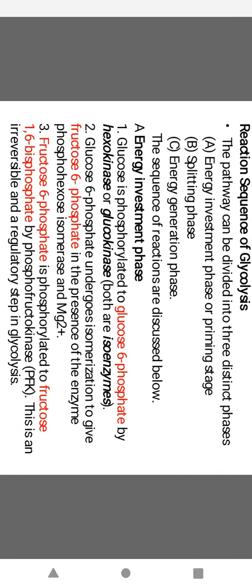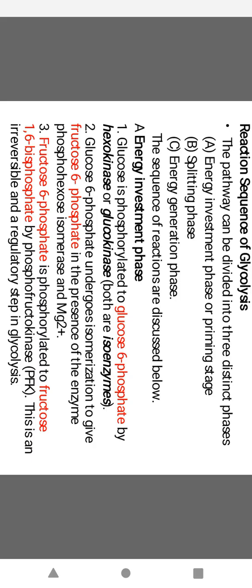Next, we see the reaction steps of glycolysis. A total of 10 steps are present in this pathway, divided into three phases. First one, energy investment phase. Next one is splitting phase. Then the third one, energy generation phase. Energy investment phase, splitting phase, energy generation phase.